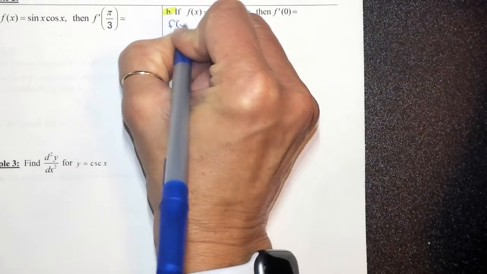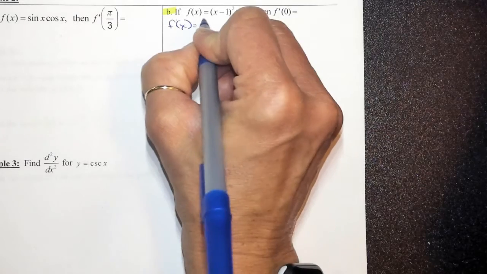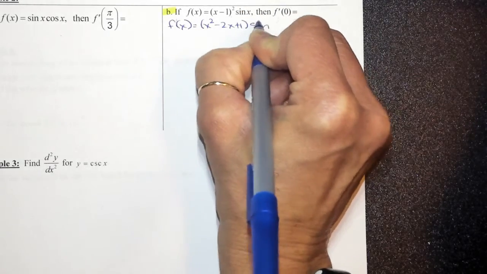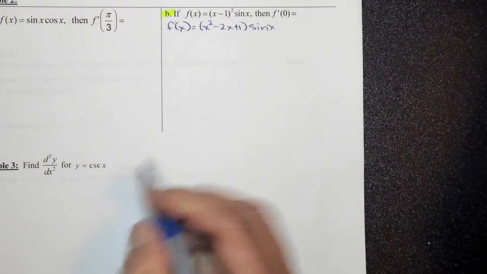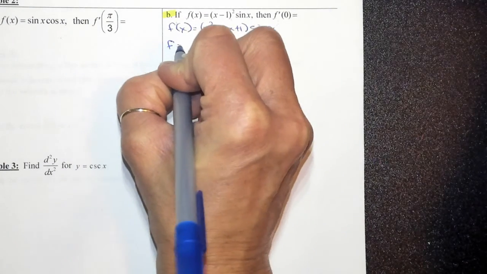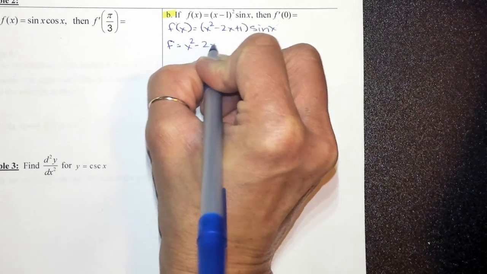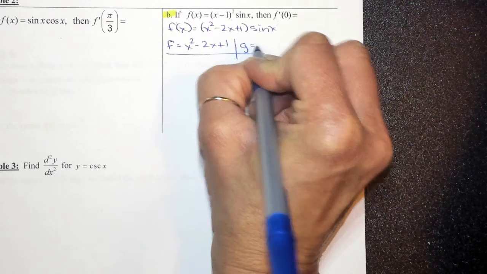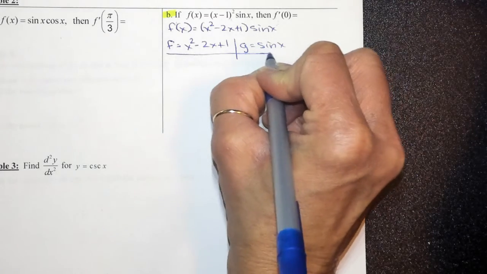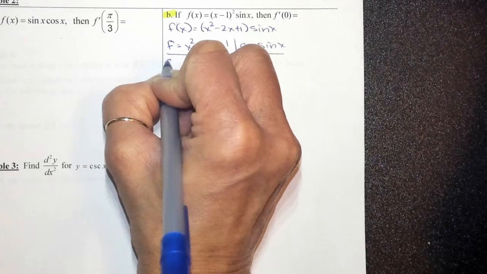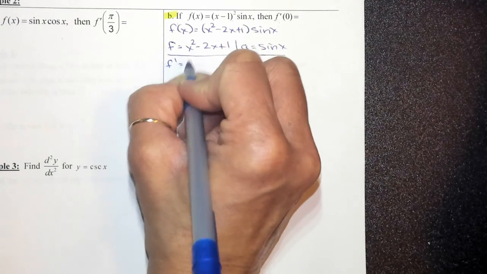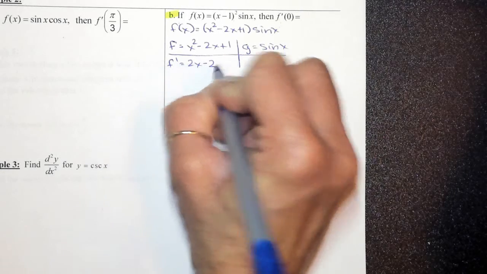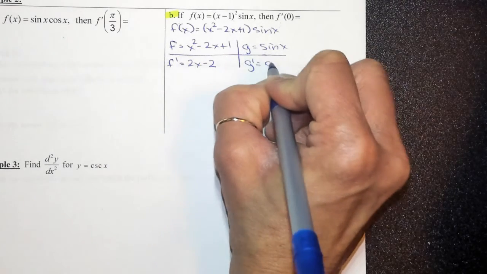So we're going to say that f of x is equal to, I'm going to multiply this out. So this is x squared minus 2x plus 1 times the sine of x. So that way I can use my product rule. So I'm going to say f is equal to x squared minus 2x plus 1. And then we have g is equal to the sine of x. So now when I take the derivative, this is actually easier because I can take the derivative of each term. So this will be 2x minus 2, and then g prime will be the cosine of x.